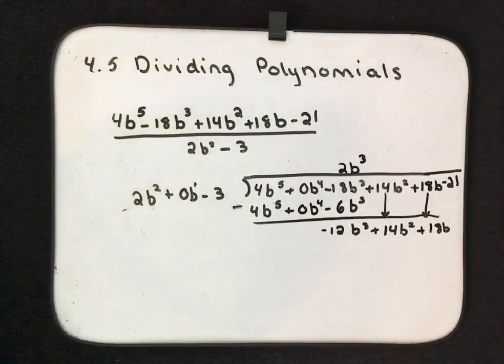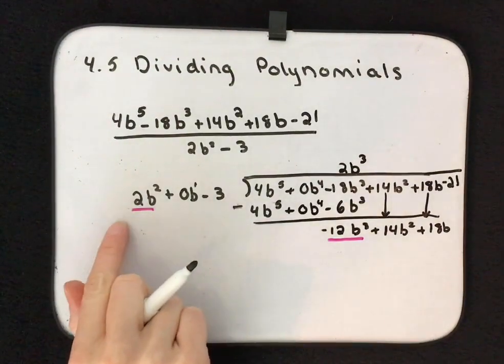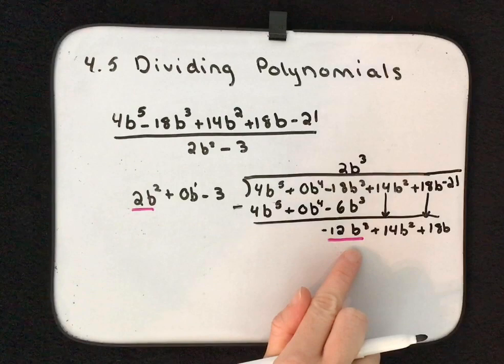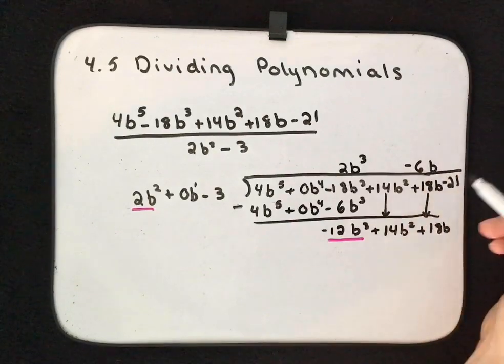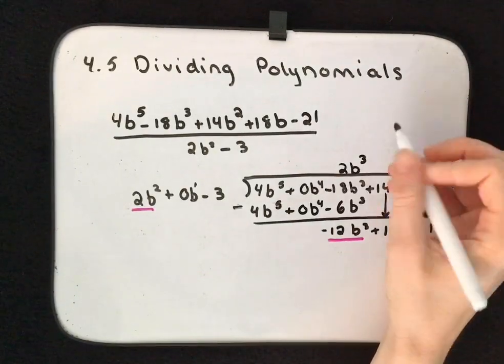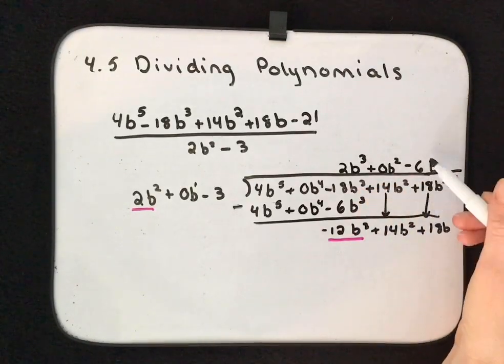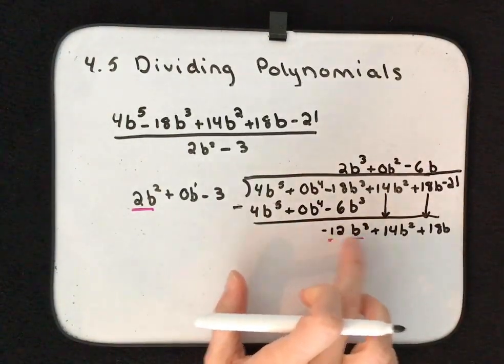Now let's do the same thing again. This time we are looking at 2b to the second and negative 12b to the third. So what times 2b to the second will give us negative 12b to the third? Well, 2 times negative 6 will give us negative 12, and b times b to the second will give us b to the third. So that means we need negative 6b. Notice how we lined that up in the b column. There isn't anything here, so we can go ahead and put in our 0b to the second. We have to line it up. So the b column is right here, so negative 6b goes there. Let's multiply it down and see if it works.